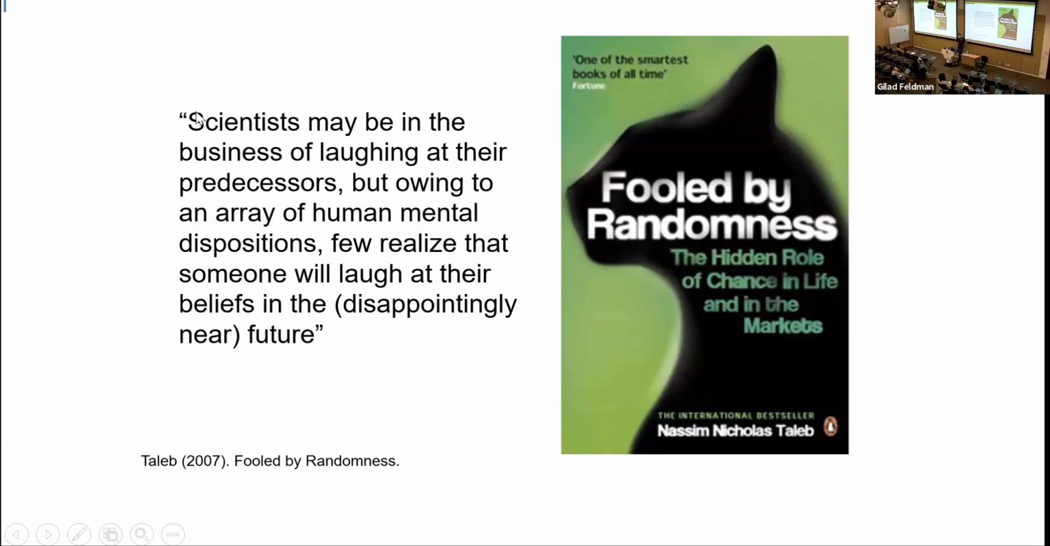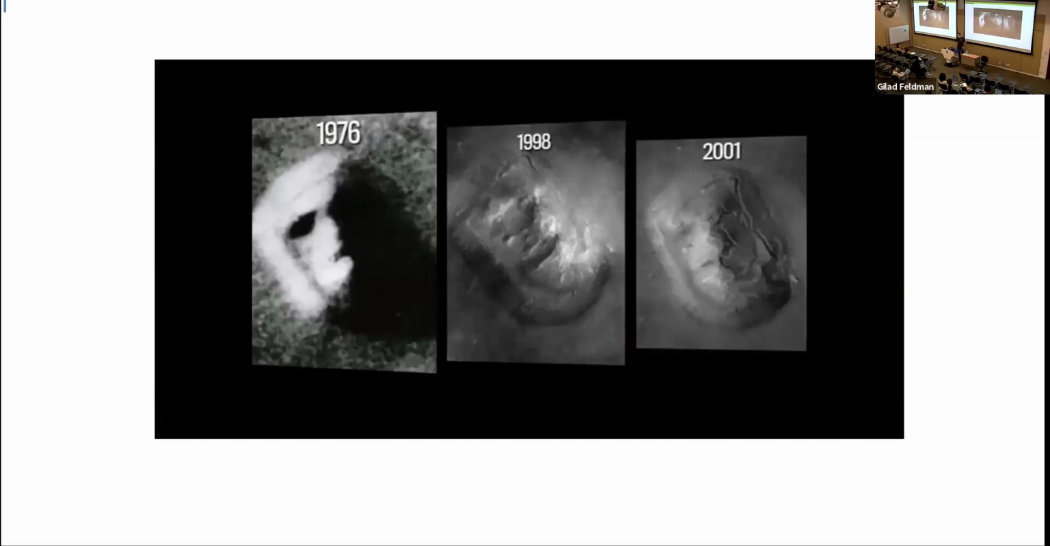Fooled by Randomness. So scientists may be in the business of laughing at their predecessors, but owing to an array of human mental dispositions, few realize that someone will laugh at their beliefs in the future. So one of the things that we really need to pay attention to: we criticize, we assess what others have done, but we really need to also do this with ourselves. Perhaps what we're doing right now is not ideal. Maybe in 10 years, somebody will come and look at what we're doing now and say, this doesn't make any sense. So humility is very, very important. Being able to question our assumptions, to revisit our own work, and share as much as possible so everybody else can check what we're doing, so that we make sure that we're not fooled by what we're observing in our world.